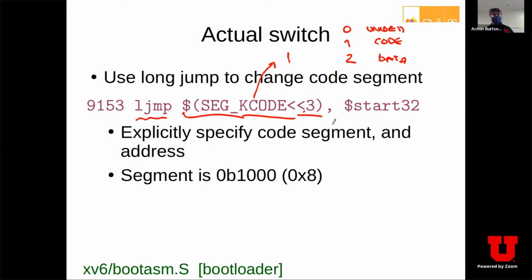And essentially we say, at this point your CS register will get a value of 1 shifted by 3, which is 8, right? And we're jumping to a label which we call start32.